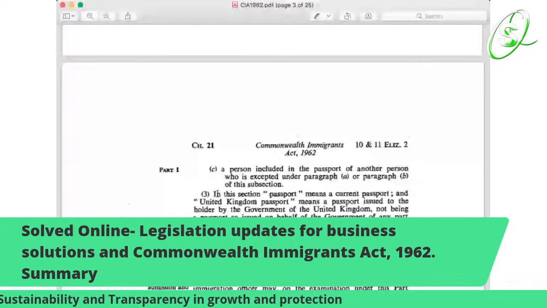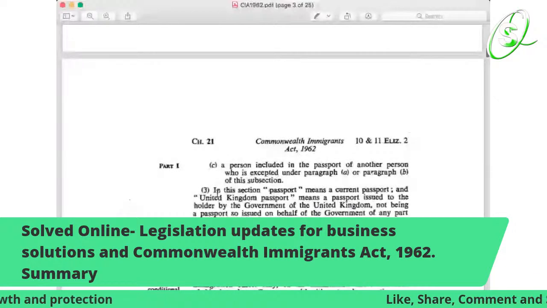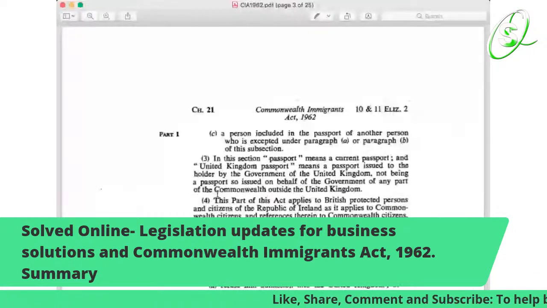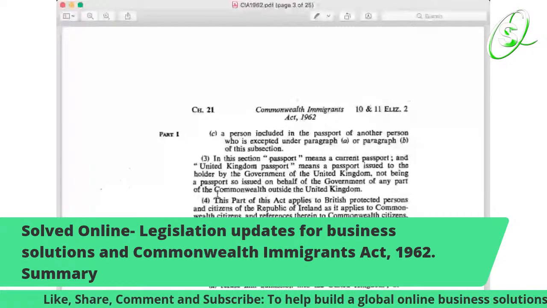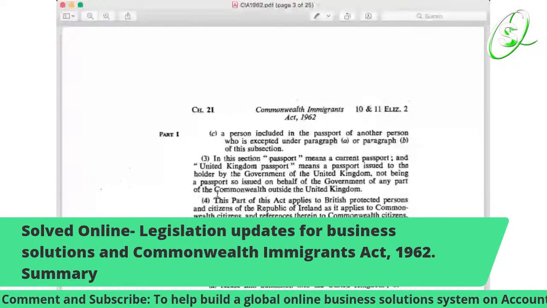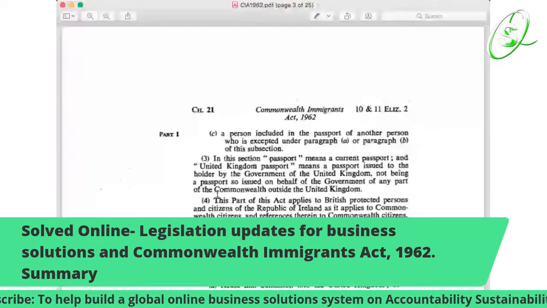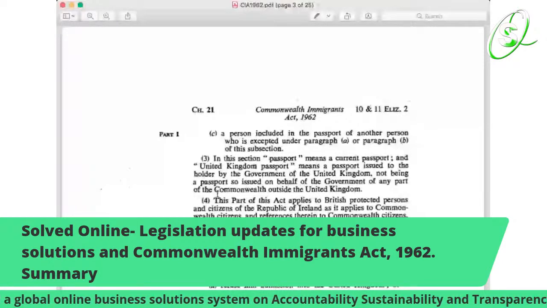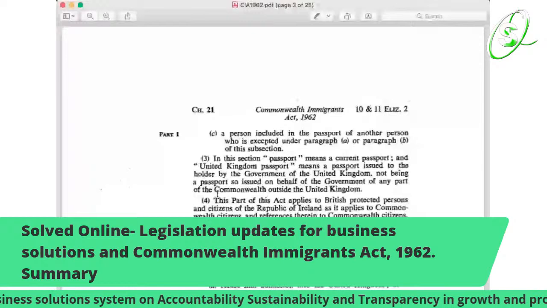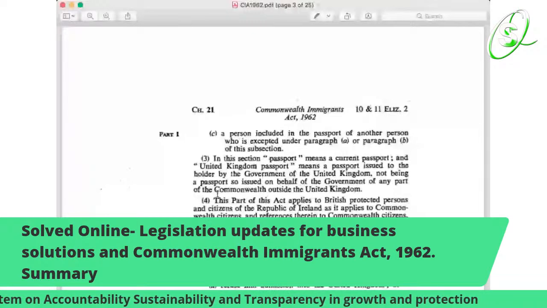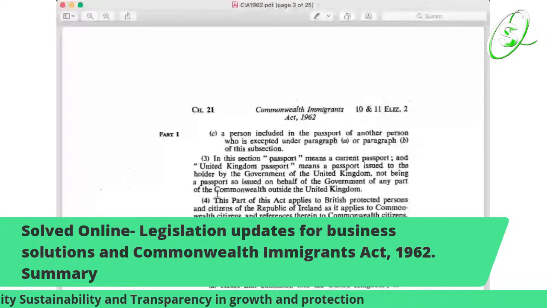And it shows you again, 3, in this section, passport means a current passport and United Kingdom passport means a passport issued to the holder by the government of the United Kingdom, not being a passport so issued on behalf of the government of any part of the Commonwealth outside the United Kingdom.